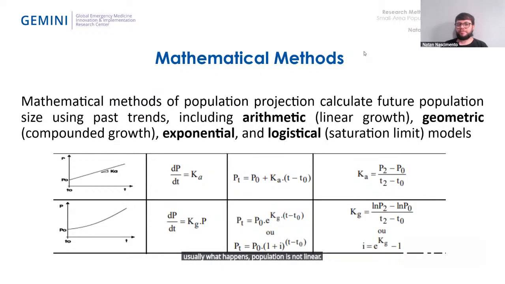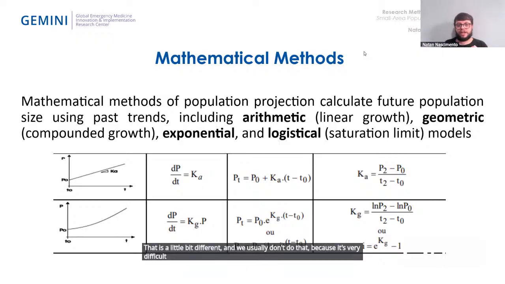Population is not linear. We have the geometric, which is a compounded growth. It's a parabola in the graph because it's not totally linear, but it still goes up or down. And it's a compound, so it goes from 2 to 4 to 6 to 8. It will grow exponentially, compounding. It also can be multiplying, like 2, 4, 8, 16. That is a little bit different, and we usually don't do that because it's very difficult for us to estimate. So the geometric, the compounded growth, is best for us when we're trying to project those populations.